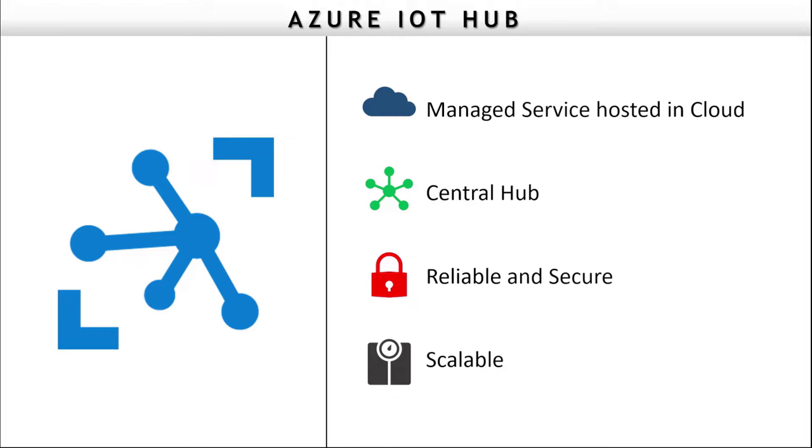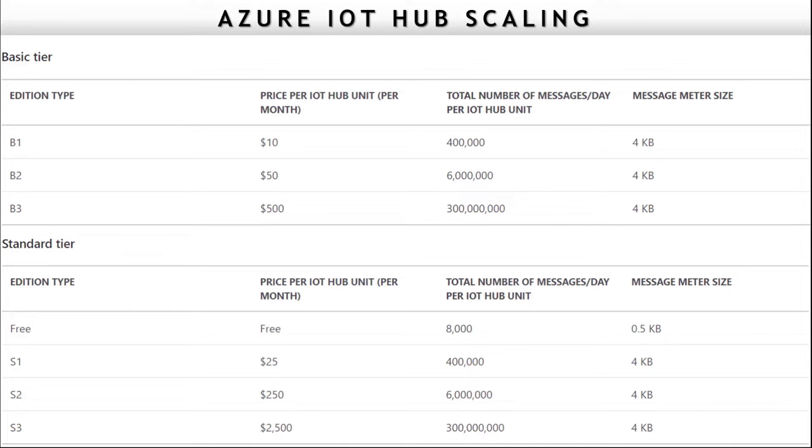So when it comes to the scaling, here are the numbers. I'm using the free edition here. As you can see, I can send 8,000 messages per day, and my message size can be half a kilobyte, which is more than enough for me. But as you can see, it really depends on how much data you are sending and how big the document is. It really depends on the price here. So you can scale up and scale down very easily by doing this.